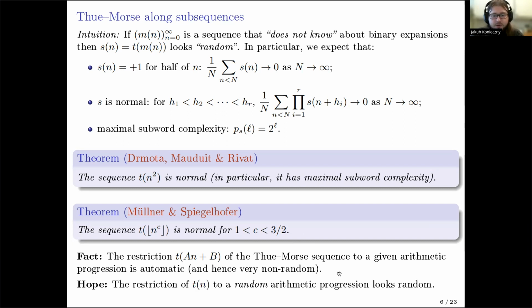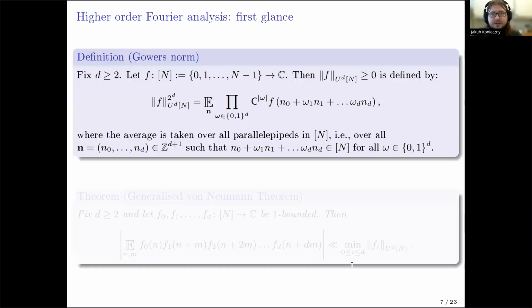However, what we hope, and this hope is going to be realized very shortly, is that if we restrict to a random arithmetic progression, then the result is going to look random. Now, let me try to make that a bit more precise. And in order to do that, we're going to need a little bit of so-called higher order Fourier analysis.